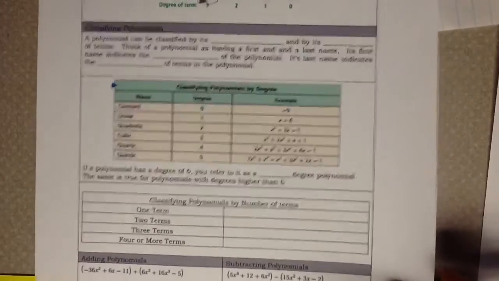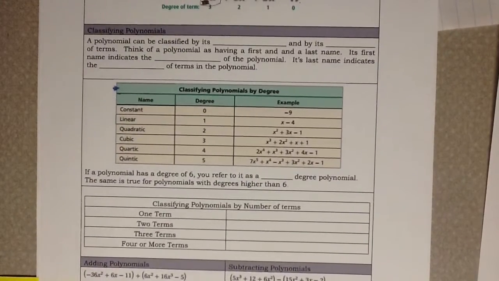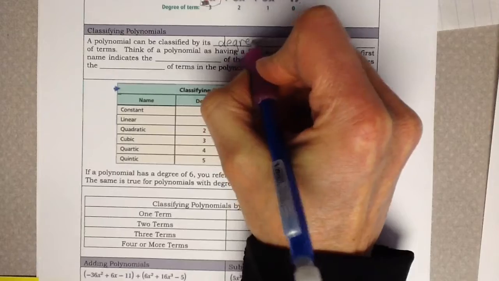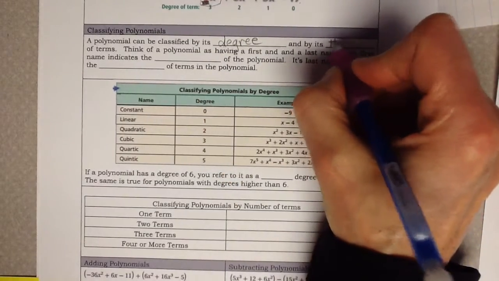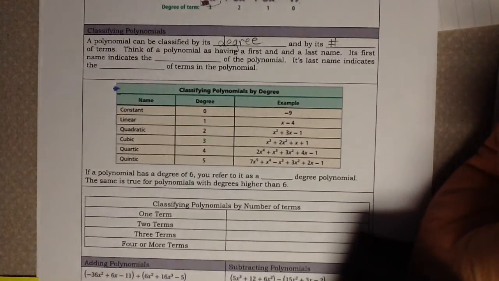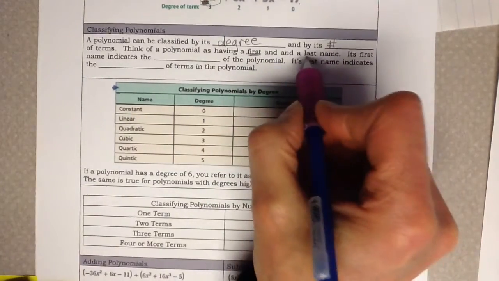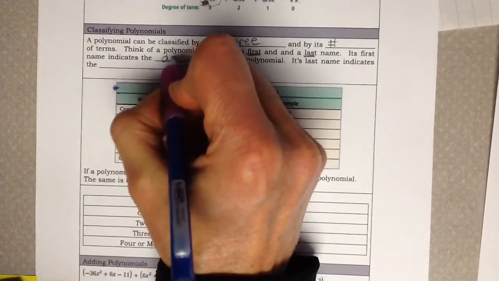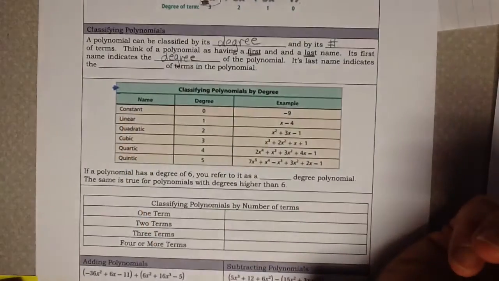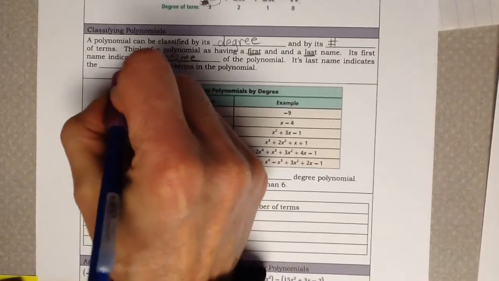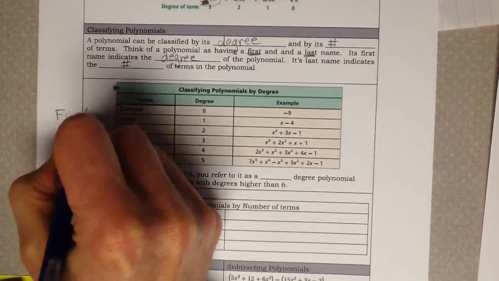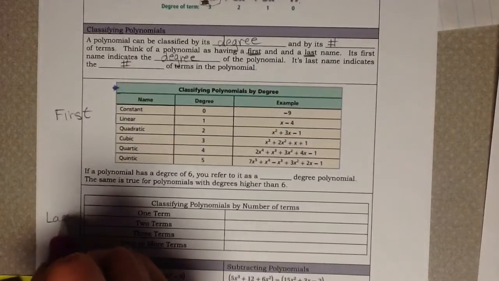All right, now we also need to classify, which means we're going to name them. A polynomial can be classified by its degree and its number of terms. So you want to think of a polynomial as having a first and a last name. Its first name indicates the degree of the polynomial, and its last name indicates the number of terms in the polynomial. So this is going to be your first name. This is going to be your last name.